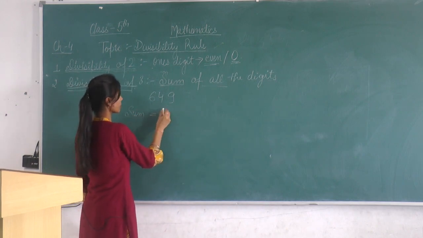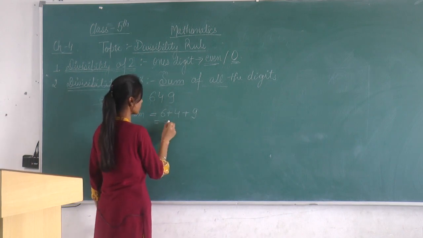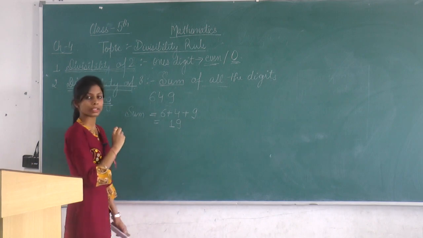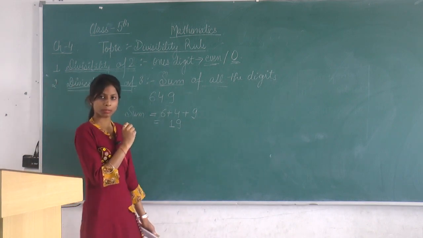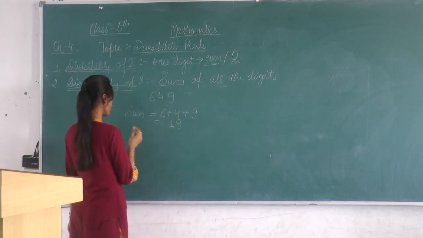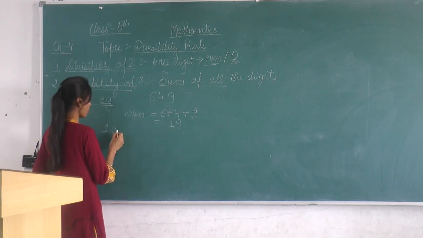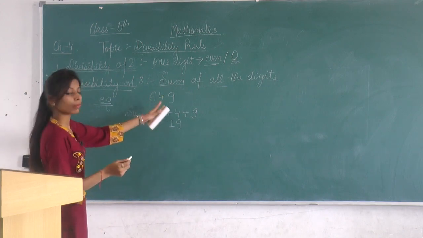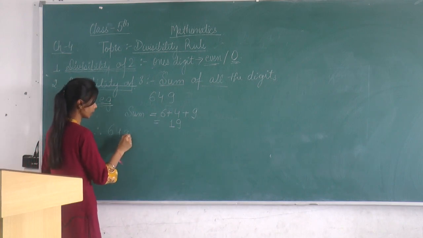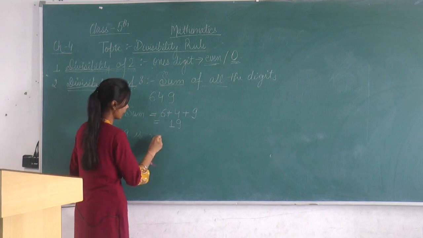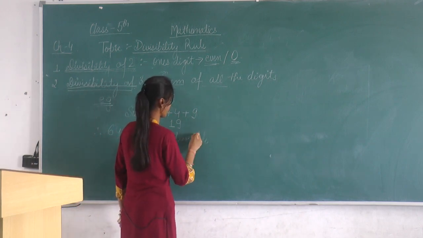Do it. Sum here: 6 plus 4 plus 9. What comes? 19. The sum is 19. Now check: does 19 come in the table of 3? No. As we already know, 19 does not come in the table of 3. So the number 649 is not divisible by 3.